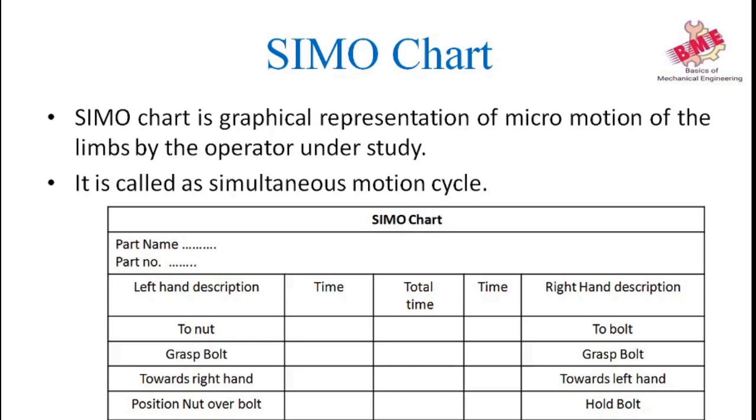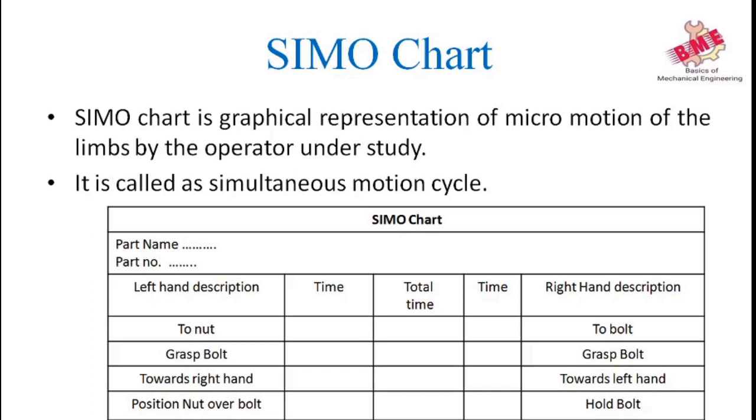While preparing the CMO chart, the movement of each hand is recorded in a separate column. This chart is called a simultaneous motion cycle chart because it records the simultaneous motion of the worker. In the figure, we can see that on the left-hand side, the movement of the left hand of a worker is shown, and on the right-hand side, the movement of the right hand of the worker is shown.